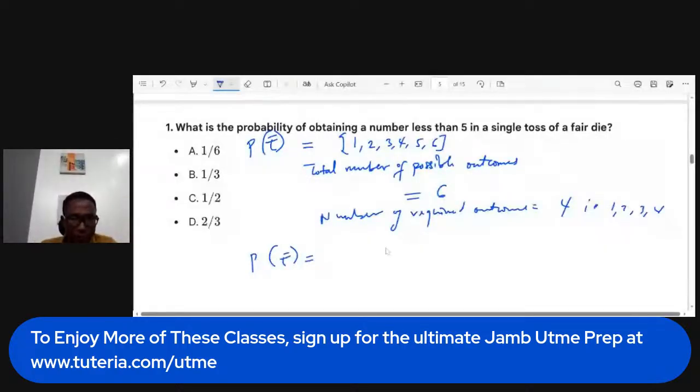So we have 4 over 6, and that gives us 2 over 3. All right, so the answer here is D. Please comment if you are getting this.